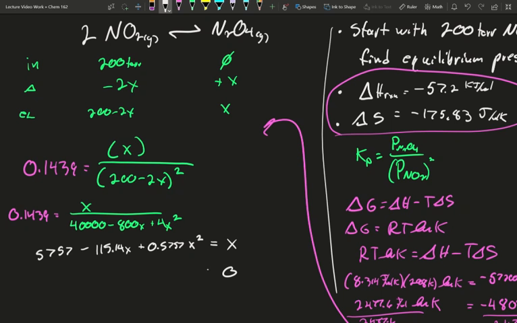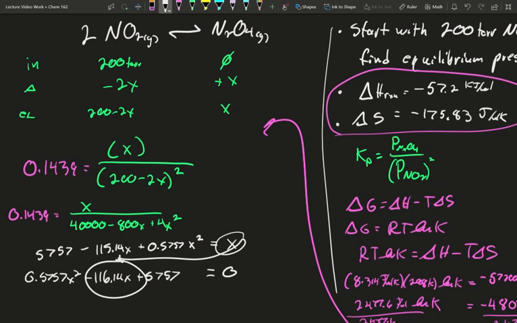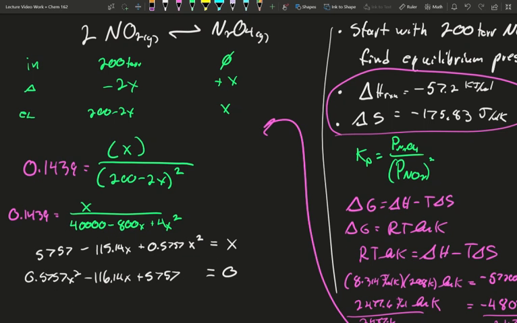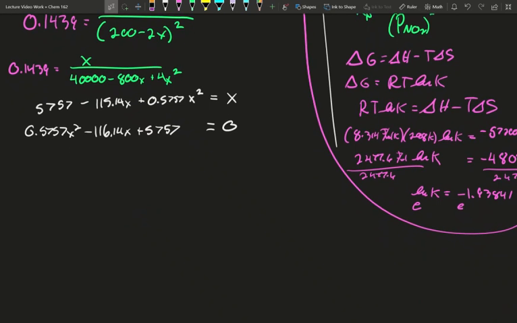Minus an x off both sides, 0 is going to equal 0.5757x squared minus 116.14x plus 5757. So we subtracted the x across, which made it a little bit smaller, and we reorganized it to look a little bit more like the quadratic. We have a squared function. We can set up the quadratic for this.